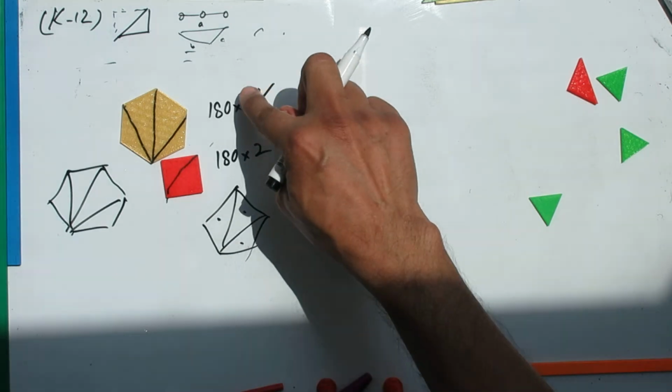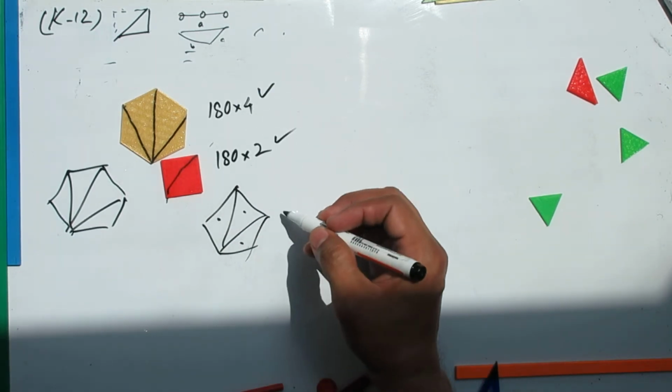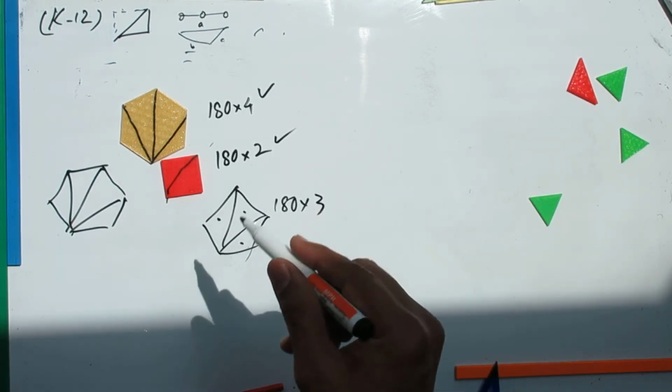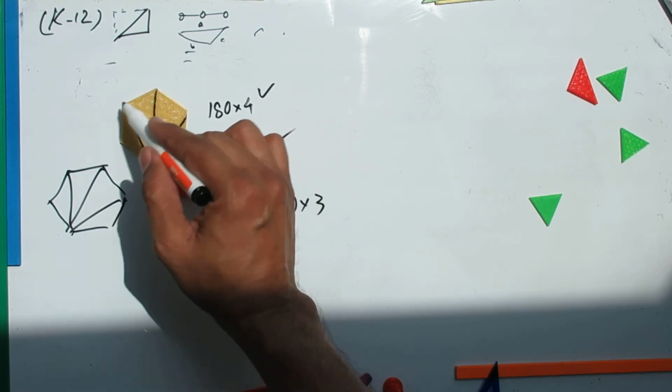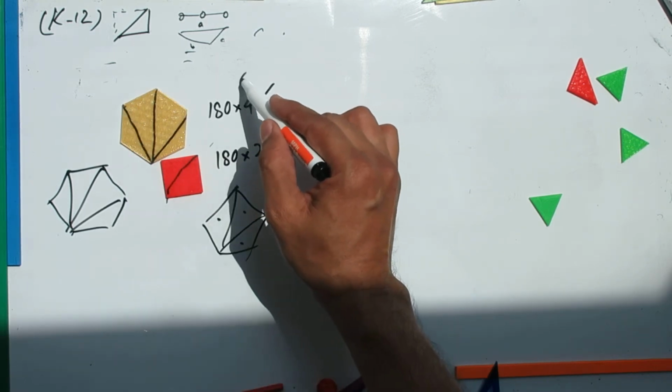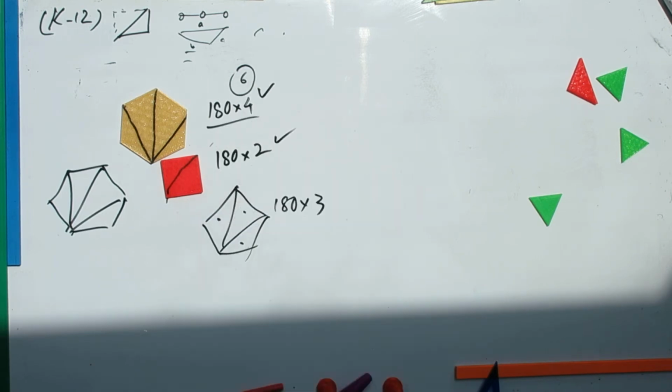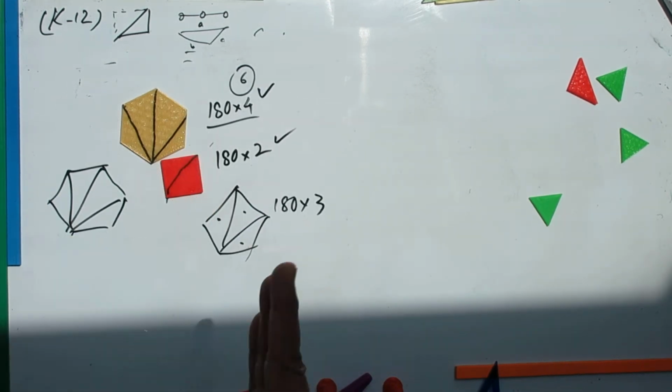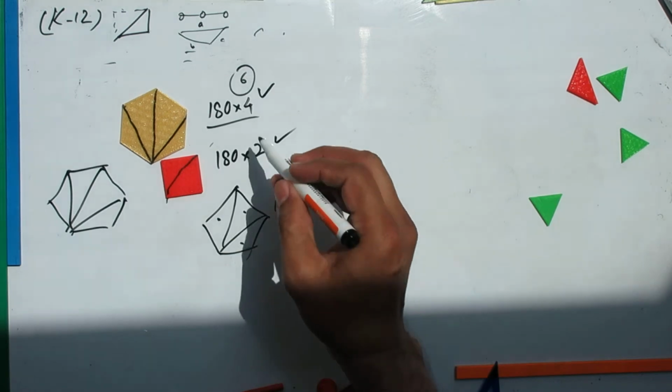1, 2, 3, 4. This is 4. Right, sorry. And this is 4. This is 180 times 3. So I note down it has a 5 shape, 6 sides, but it's 4 triangles appearing into it on the side such that no angle overlaps.